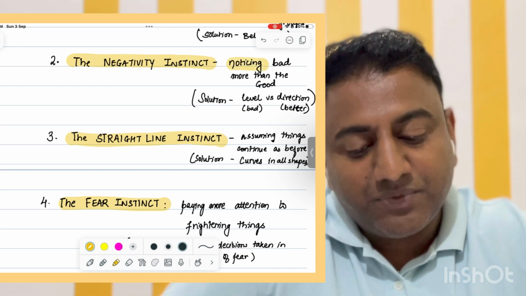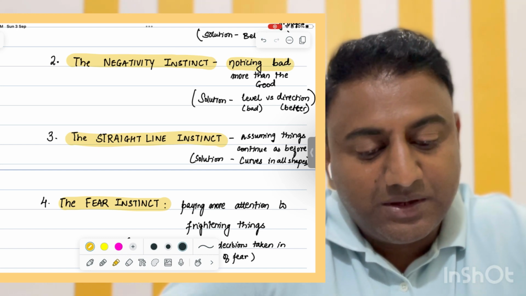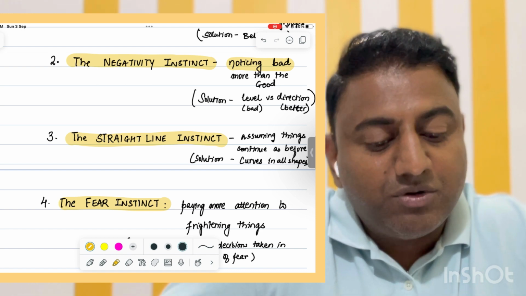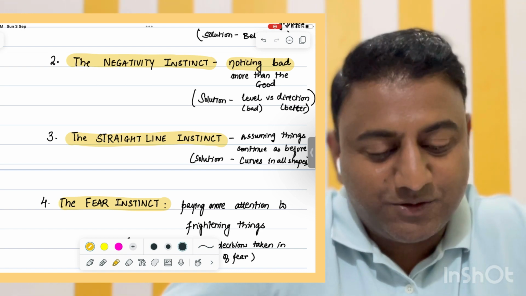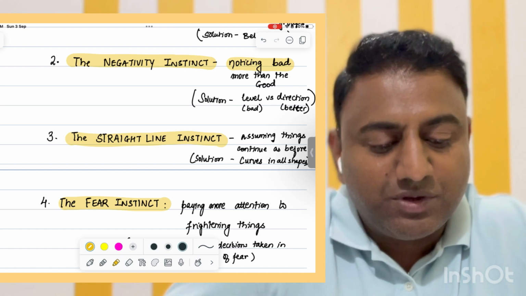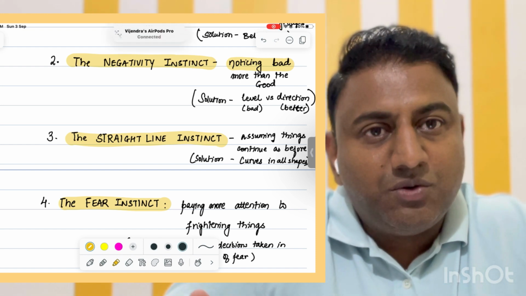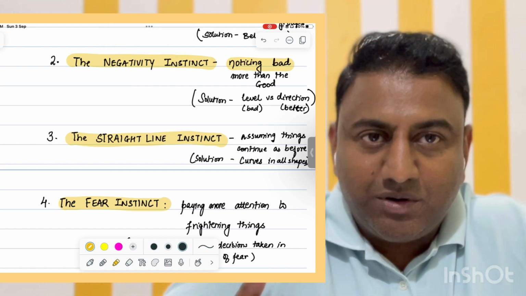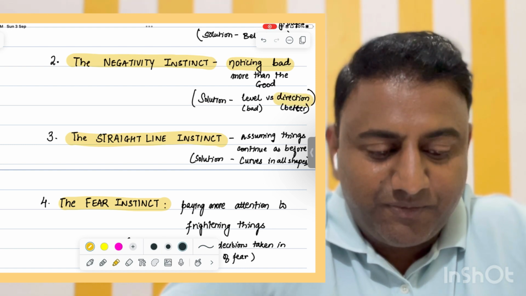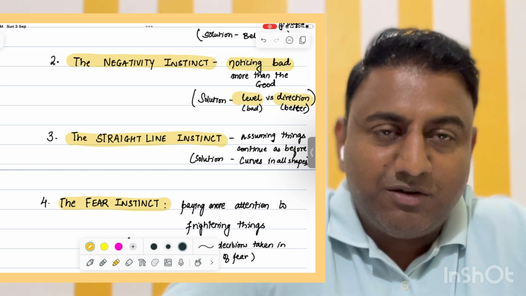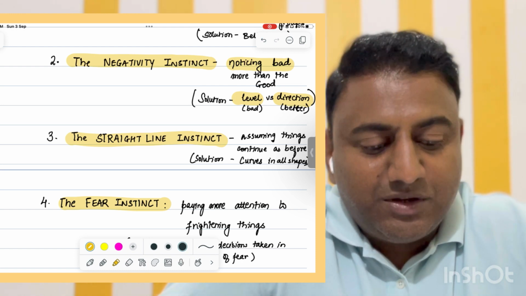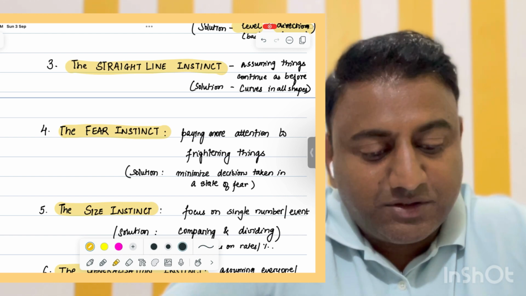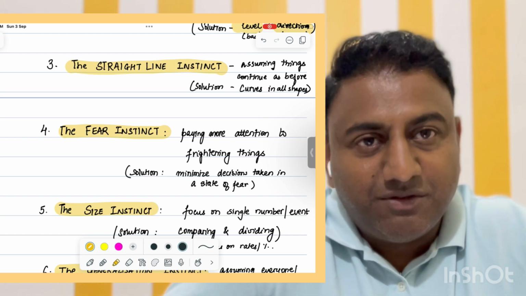The second instinct is the negativity instinct. That is, we tend to notice the bad more than the good. It happens so often. The best solution to this is that we need to differentiate between the level of the particular situation, how bad it is, and if the situation is bad, what is the direction that we are moving? That is, are we getting better with time? So the solution is to see the level as also the direction in which we are moving.